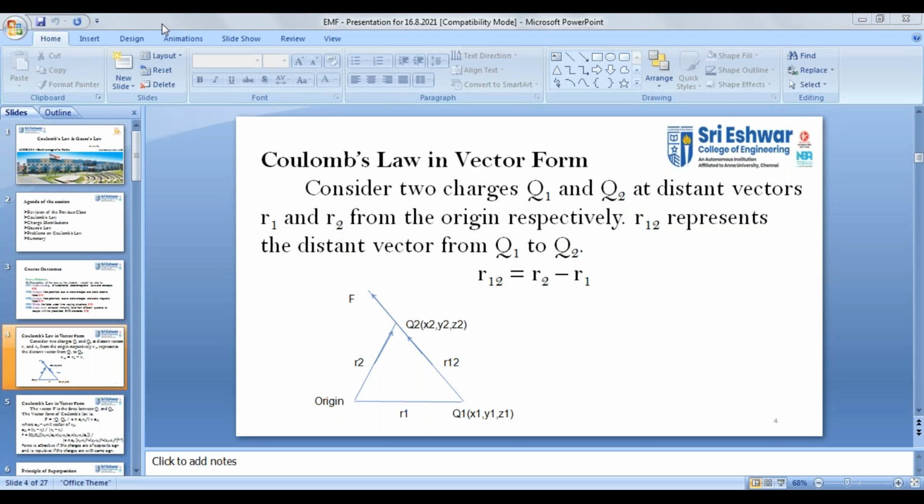So I think you might be understanding now. From origin, at a distance of R1, Q1 is placed. Then from origin, at a distance of R2, Q2 is placed. What is R12? It is R2 minus R1, and it is the distance vector from Q1 to Q2.